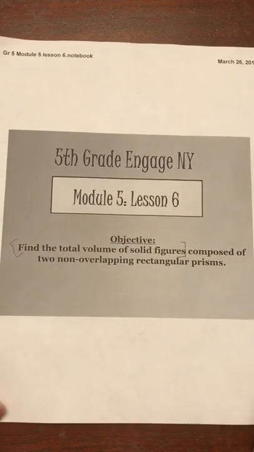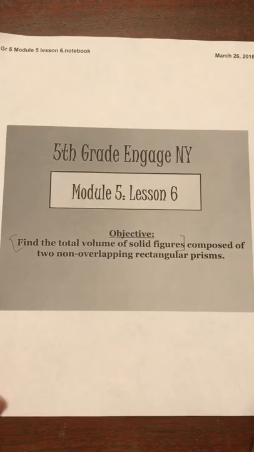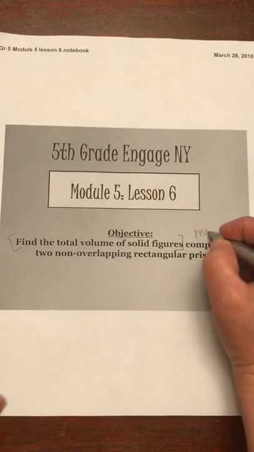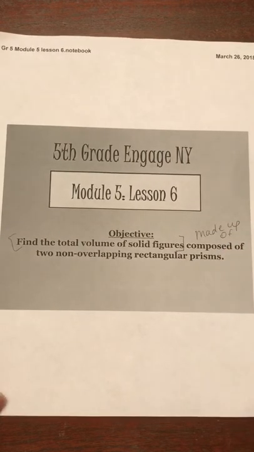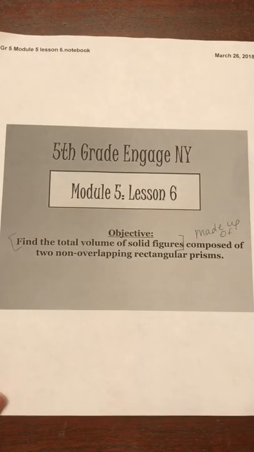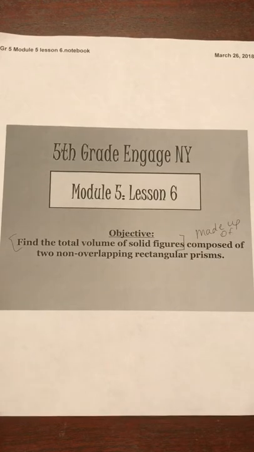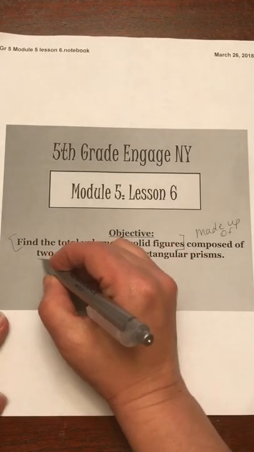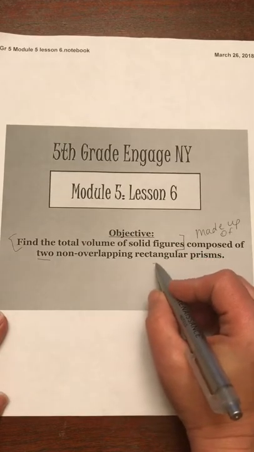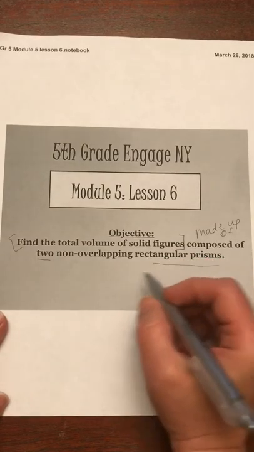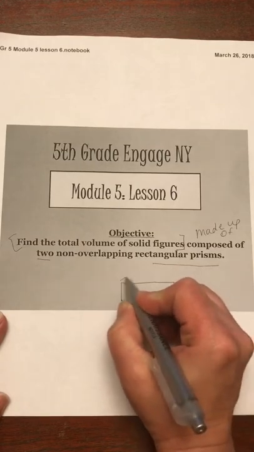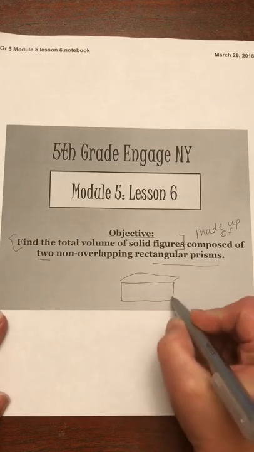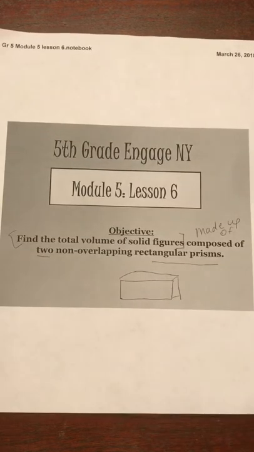The next part says composed of. So that means made up of. So think about if you compose something, like you compose music, it's made up of different notes, right? So these shapes are going to be made up of two non-overlapping rectangular prisms. So this is, of course, a rectangular prism. All right, just a 3D rectangle. I know, my drawing's not to scale. Don't get too mad at me here.